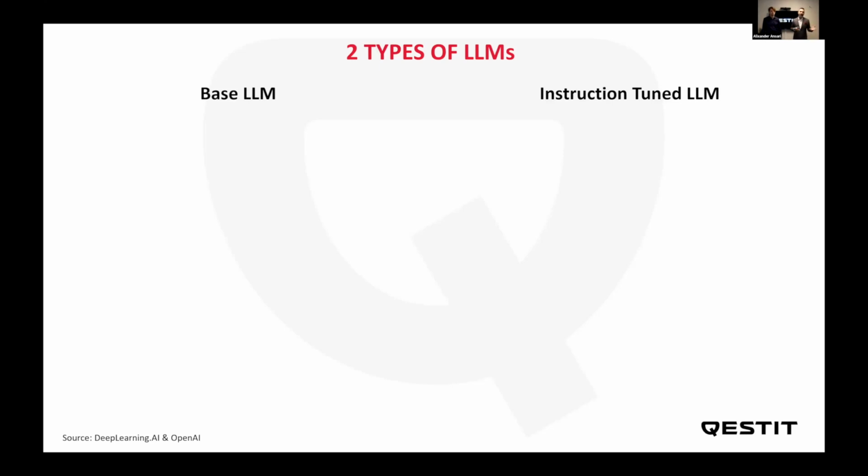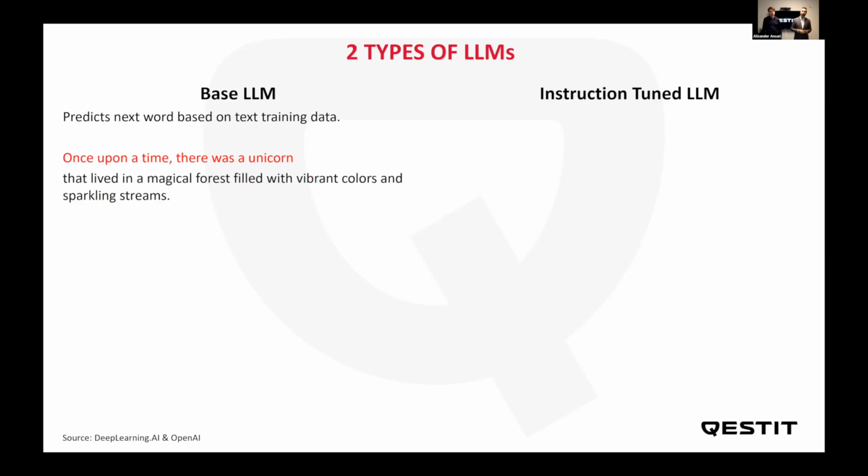So we have basically two types of LLMs today. We have base LLMs, which aren't very useful, and we have instruction-tuned LLMs. A base LLM is basically just something that predicts the next word on text training data. If you give it an input like, once upon a time there was a unicorn, it would probably fill it in with something along the lines of, that lived in a magical forest filled with vibrant colors and sparkling streams. Because it's probably read something similar to this somewhere in its training data.